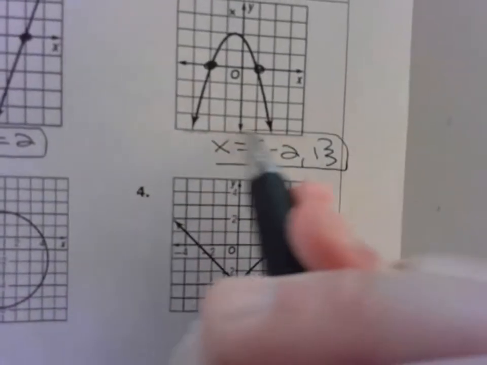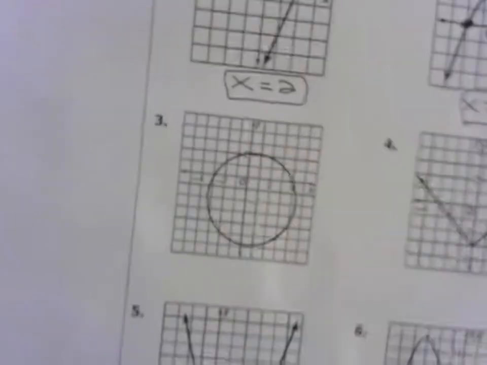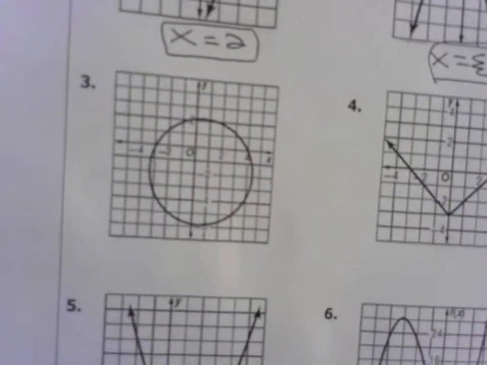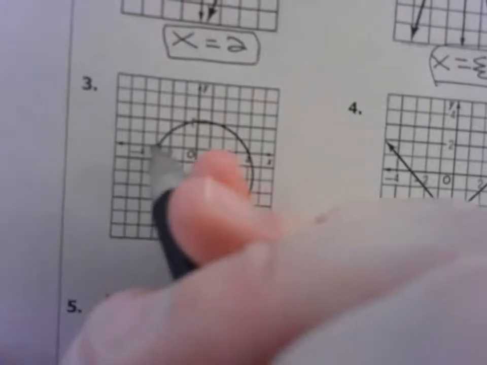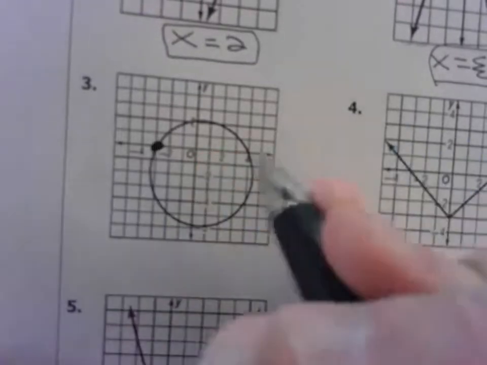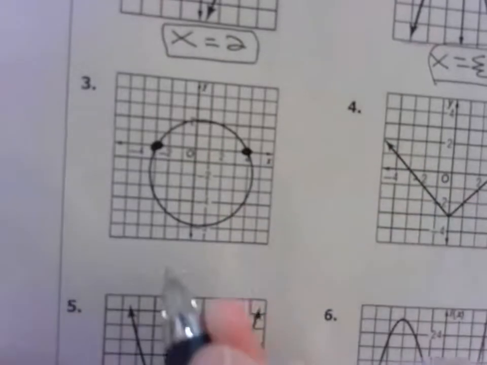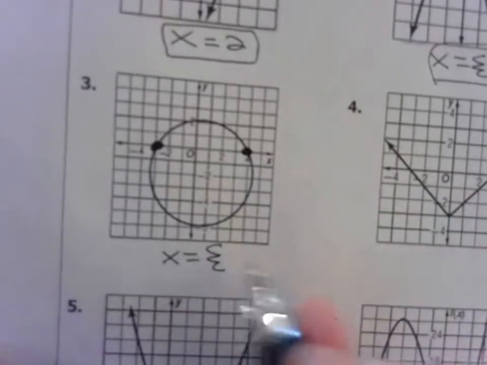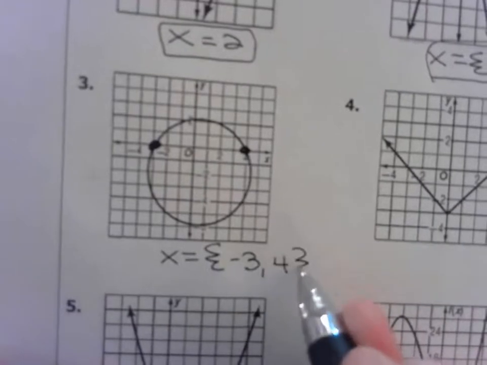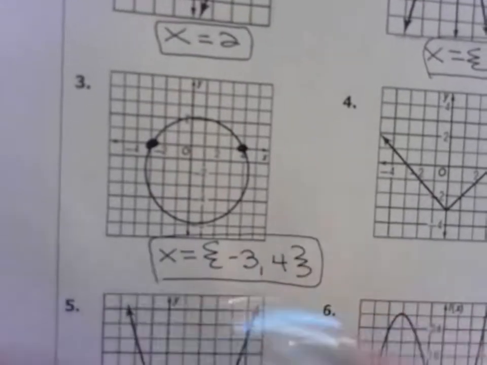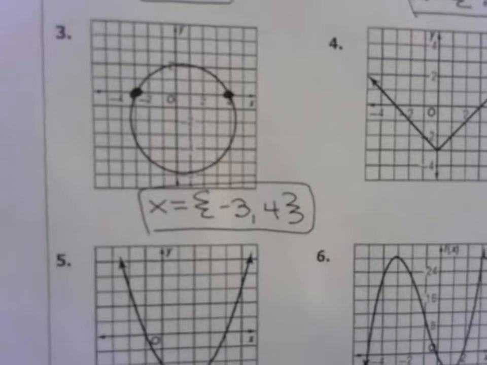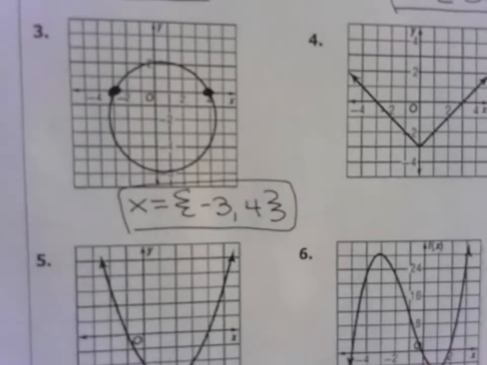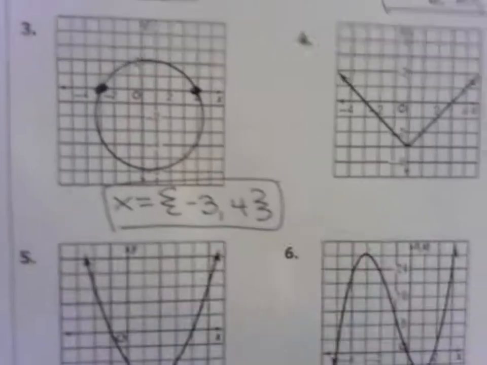If I look at the next one, I have a circle. I want to know the zeros. What are the zeros? So where does this circle cross the x-axis? -3, right there, and 4. So the zeros are x is -3 and 4. And I put those fancy brackets because I am just listing two x values. Those are the two x values where the graph crosses the x-axis. Okay, any questions on that?